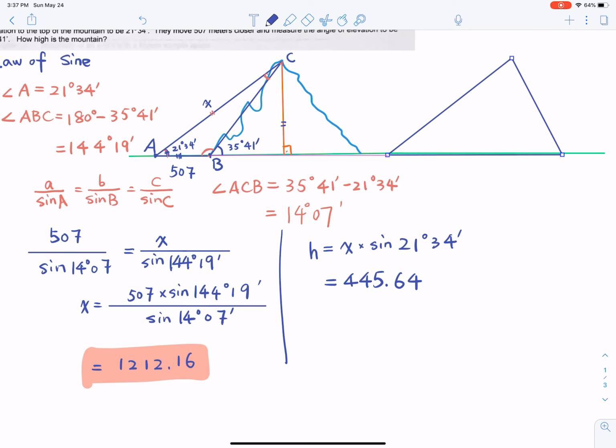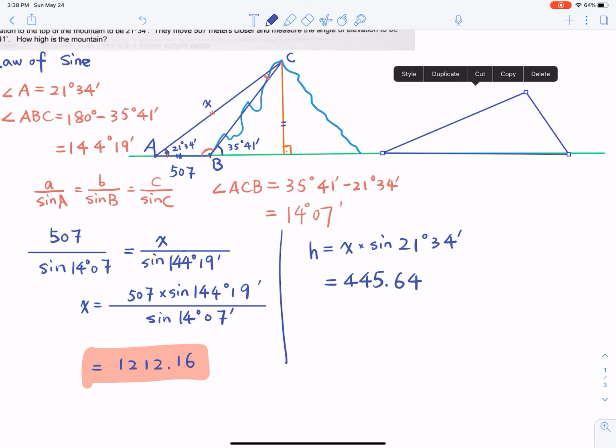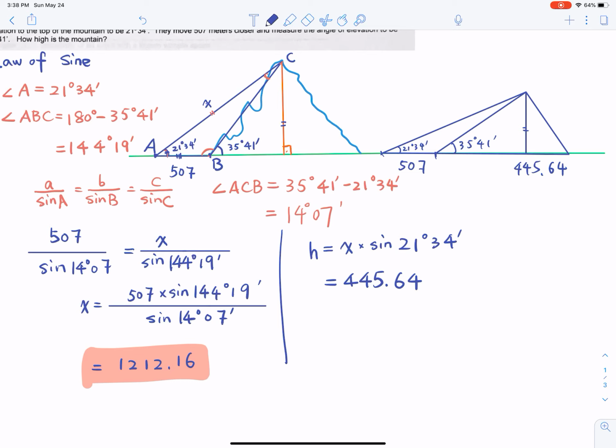Okay, 21 degrees. This is something like 21 degrees. And here ACB is 14 degrees. Must be even thinner, like this. Like this. And this is 35 degrees, so 21, 34, 35, 41, and here is 507, and this is 400. Well, I'm not the most accurate, but it looks quite okay, right?